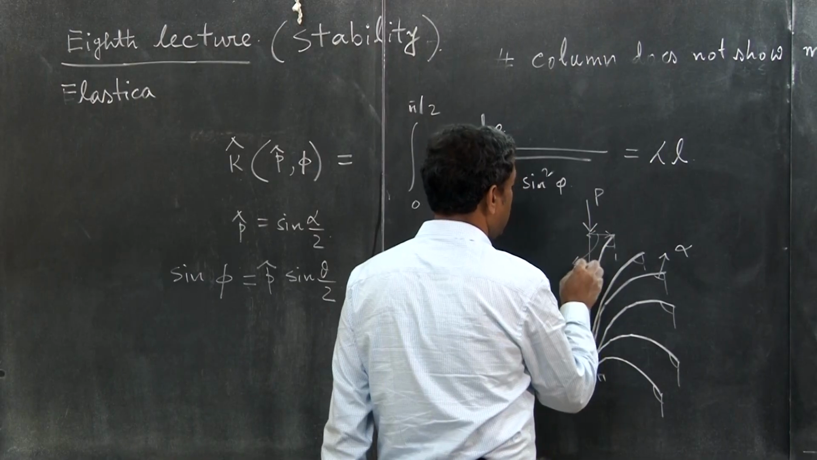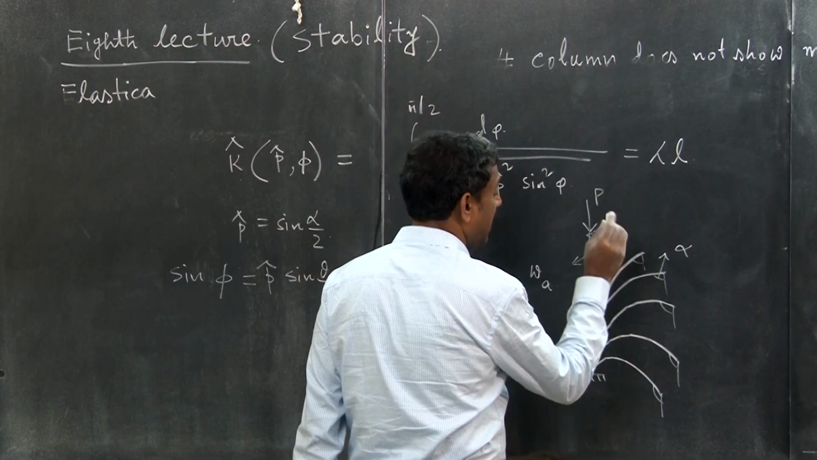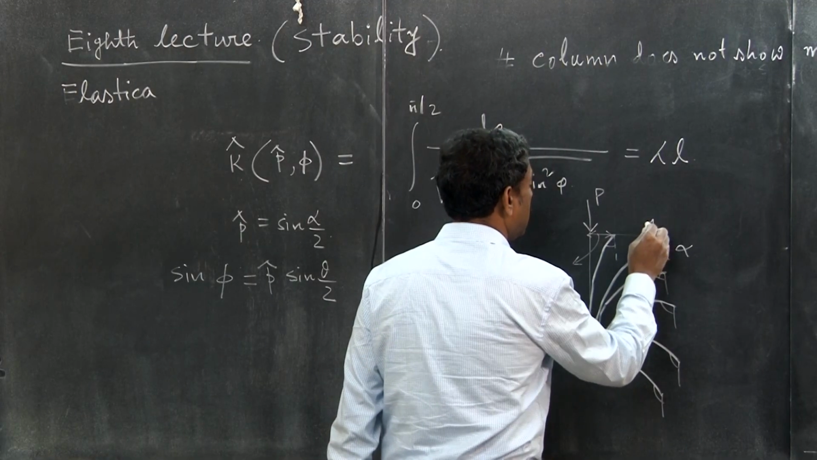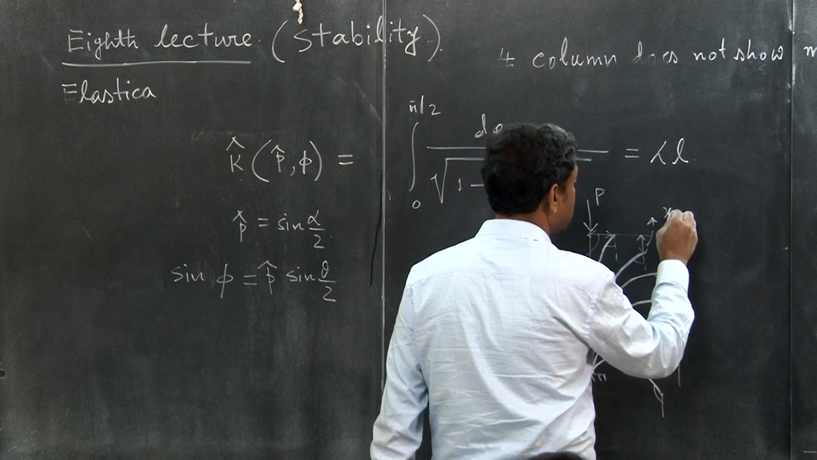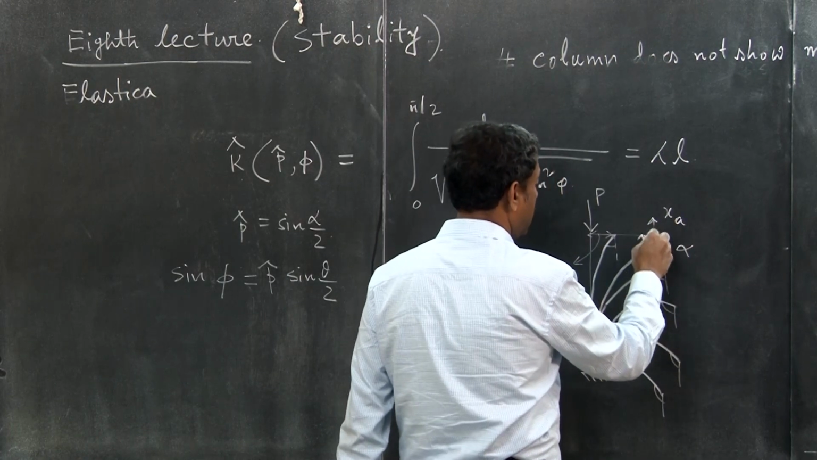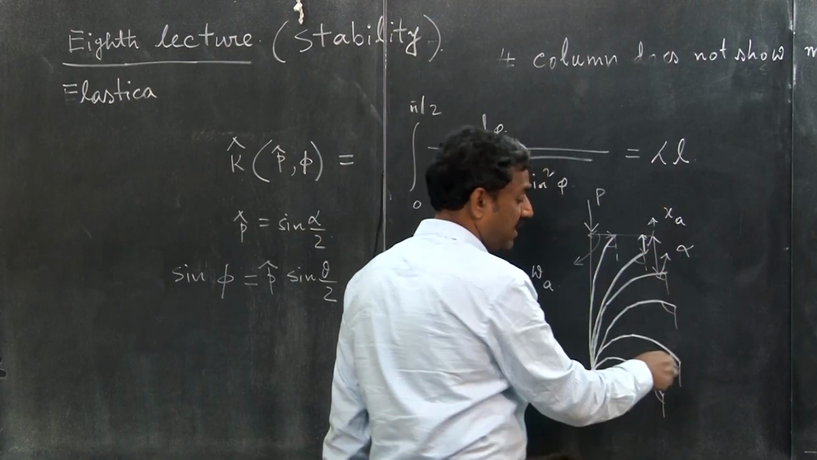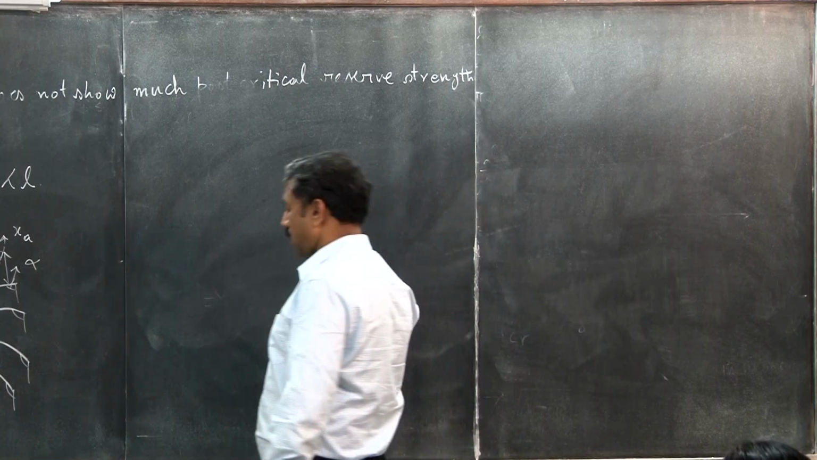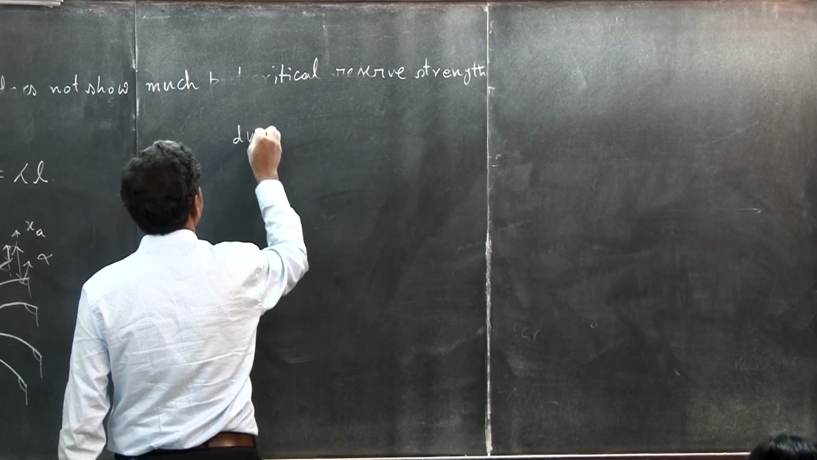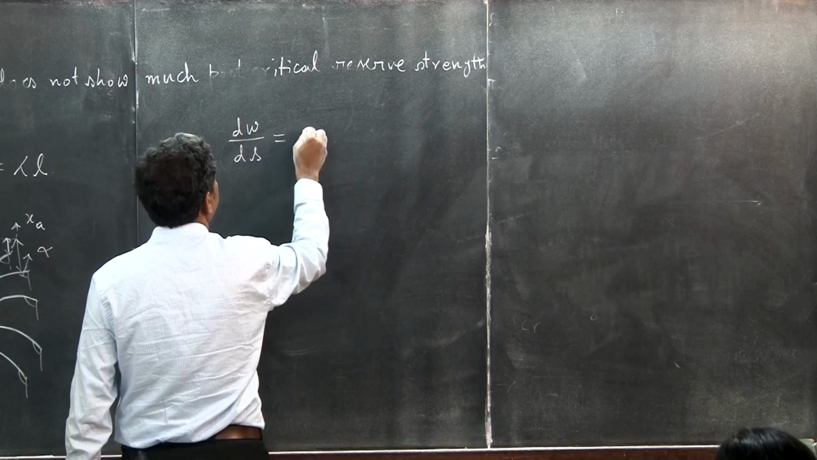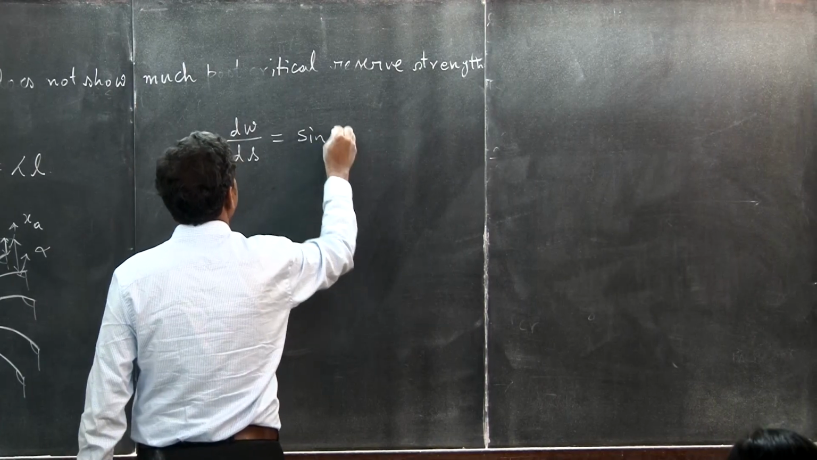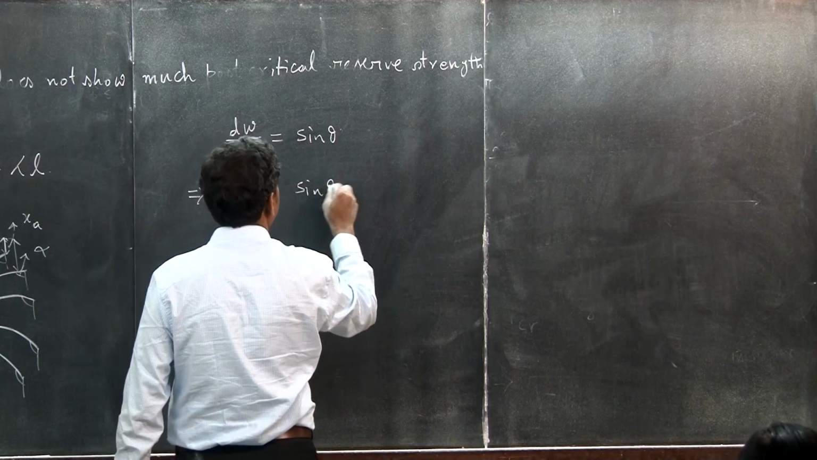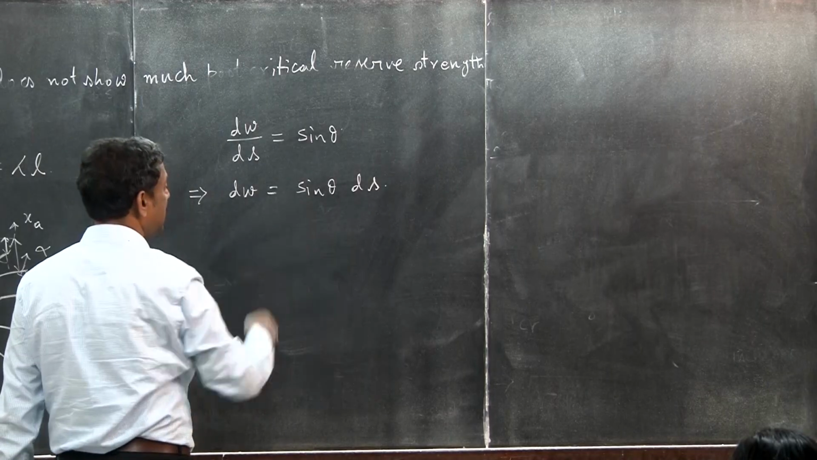What is the deflection of the tip, delta I? Somebody might ask you not only the deflection, but also what is this? This is X A, this one, or this one. For that I am writing it. For W it is easy, because we have seen that dW by ds is nothing but sin theta. So dW is nothing but sin theta ds, and what is ds?